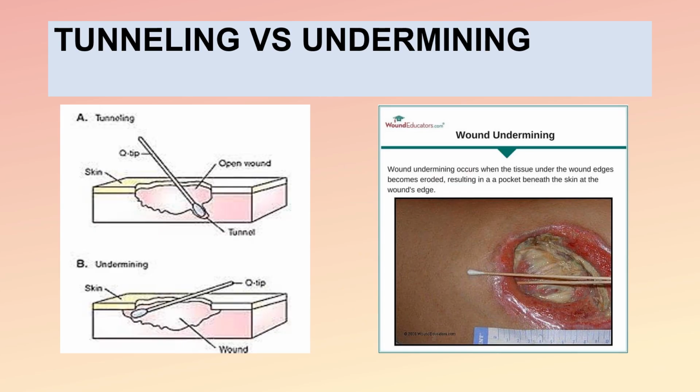There is a difference between tunneling and undermining wound edges. Undermining occurs when the tissue under the wound edges becomes eroded, resulting in a pocket beneath the skin at the wound's edge. Whereas in tunneling, the wound has tracts that extend from the skin surface to various subcutaneous tissue in an irregular manner. Hope these images can give a better picture of understanding the difference between tunneling and undermining wound edges.